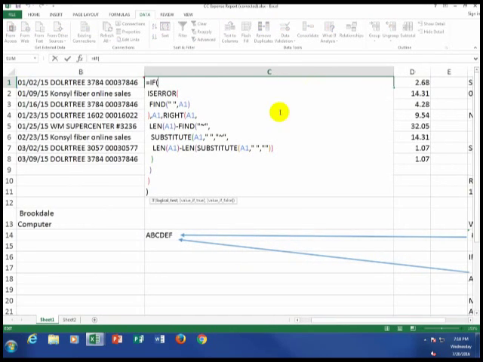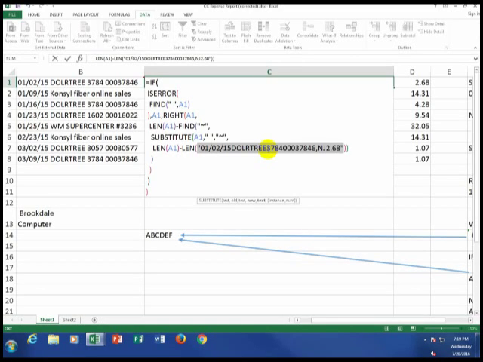So how do we do that? Well, first of all, we're going to do the substitute function. And what it's doing is substituting for all the spaces in the string, a blank. What it's doing essentially is wiping out all the spaces. So if I hit F9, you see the string without any spaces. Keep that in your mind. Substituting a space for nothing.